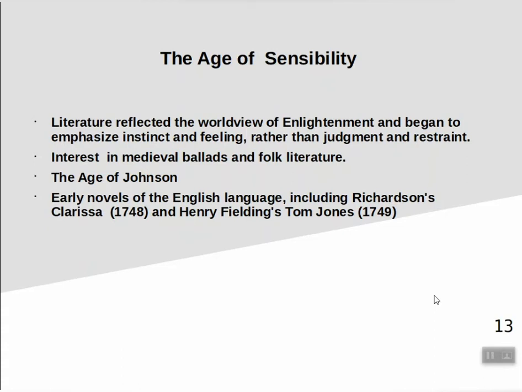During the Age of Sensibility, literature reflects the worldview of the Enlightenment and began to emphasize instinct and feelings rather than judgment and restraint. A growing sympathy for the Middle Ages during the Age of Sensibility sparked an interest in medieval ballads and folk literature. Another name for this period is the Age of Johnson, because the dominant author for this period was Samuel Johnson and his literary and intellectual circle.